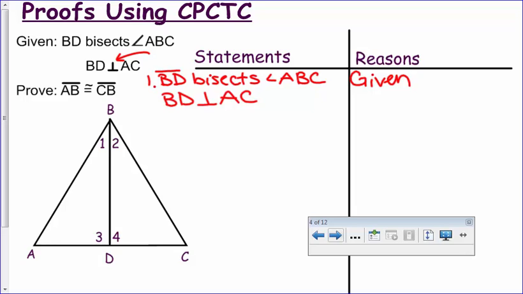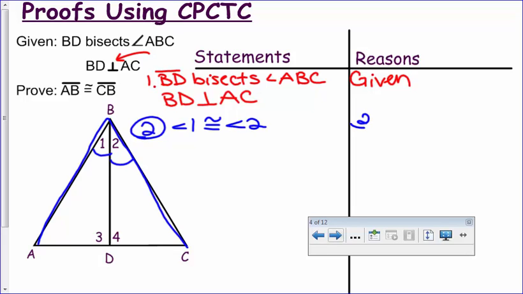All right, so we got BD bisects angle ABC. I'm going to outline angle ABC so that I know exactly what happened here. Since it bisects it, that means angle 1 and angle 2 are congruent. Since I marked it, I'm going to write it. Angle 1 is congruent to angle 2, and my reason is definition of angle bisector. Okay, let's see if there's any other information we can use here.